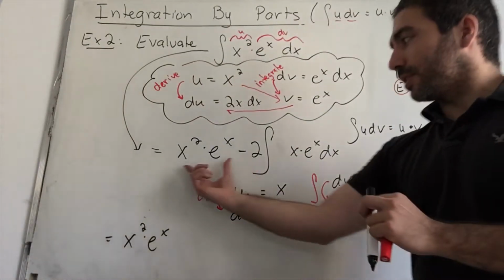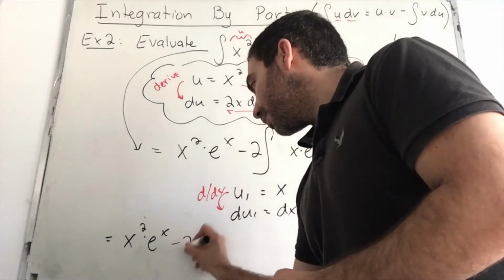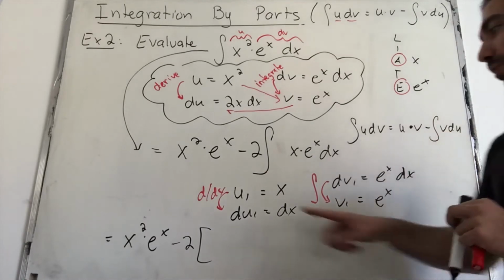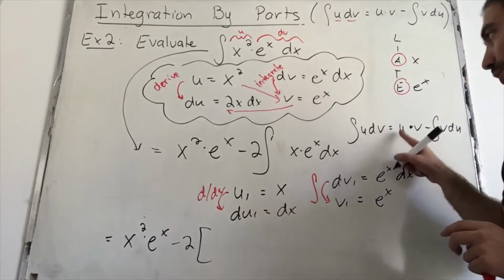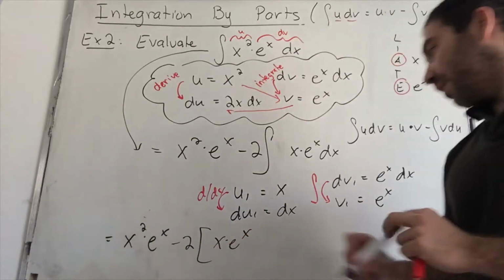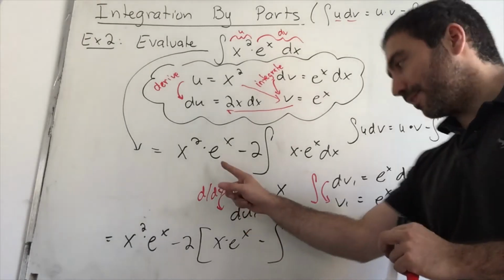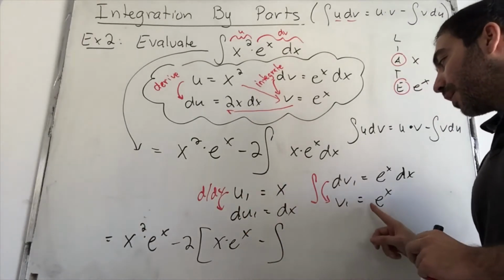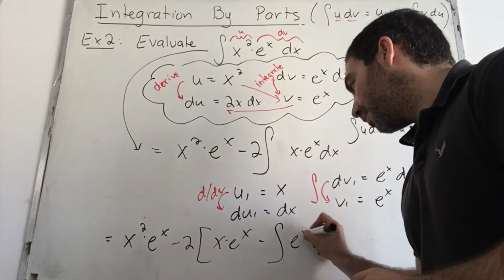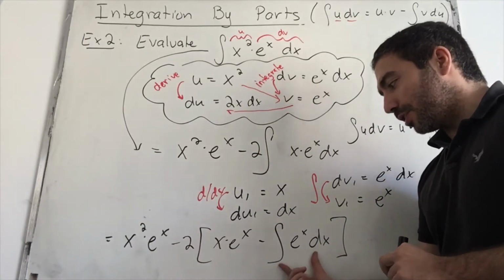giving us x squared times e to the x. That piece was from the outside, x squared times e to the x, minus 2 times, and now in the bracket, instead of this whole thing, I'm going to write what it's equal to. So again, u1 times v1, or u times v, in this case it's x times e to the x, minus the integral of v1 times du1. Okay, so again, we have this pattern from top left to bottom right, minus the integral of bottom right to bottom left. So e to the x times dx. And now we reduced it to this, which is very simple to solve.